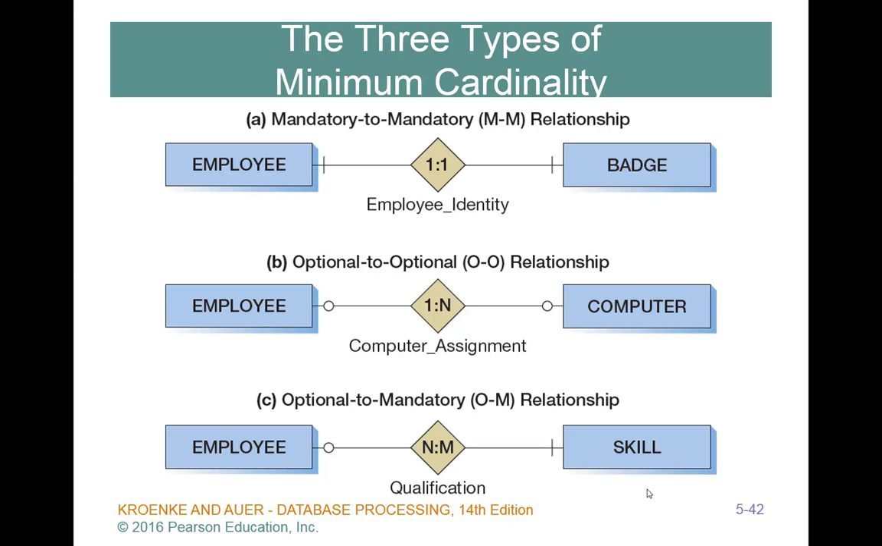Okay? And in our last relationship example, the many-to-many relationship, what we're saying is that if we have an employee, he has to have at least one skill. Vice versa, a skill does not have to be associated with any employee. However, it can be associated with many employees, as well as going back the other way, employees can have many skills. Okay, so make sure that you understand the difference between maximum and minimum cardinality.